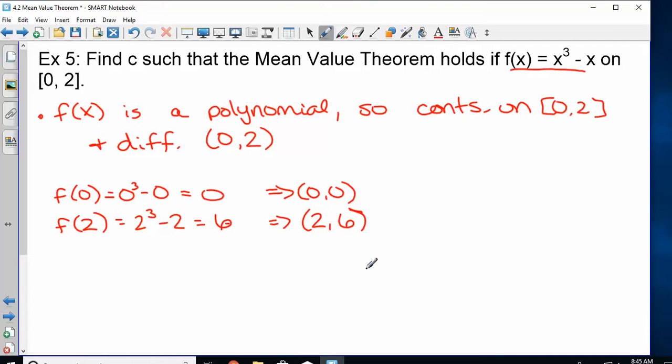Okay. So now we have to find the slope between those. Slope is y2 minus y1 over x2 minus x1. So 6 divided by 2 is 3. So what I know is that somewhere my derivative equals 3. So now we do the derivative.